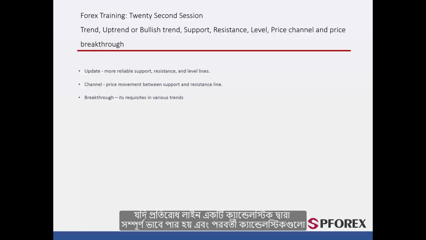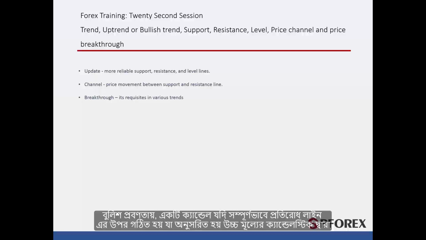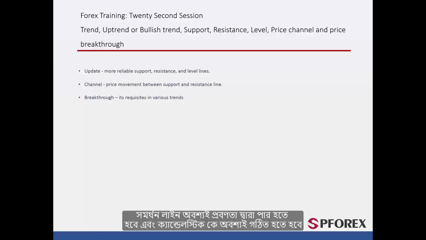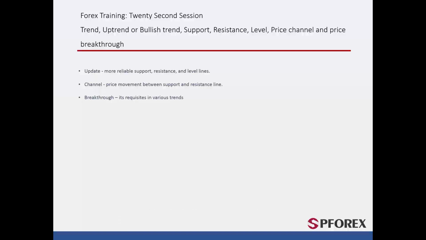If resistance line is passed completely by a candlestick and next candlesticks proceed lower than the first candlestick, then the resistance is broken. In a bullish trend, if a candlestick is completely above a resistance line and followed by candlesticks with higher price, then resistance line is broken by trend of the market. Support line must be crossed by a trend, and a candlestick has to be developed under a support line completely and followed by lower value candlesticks. Then support line is broken.